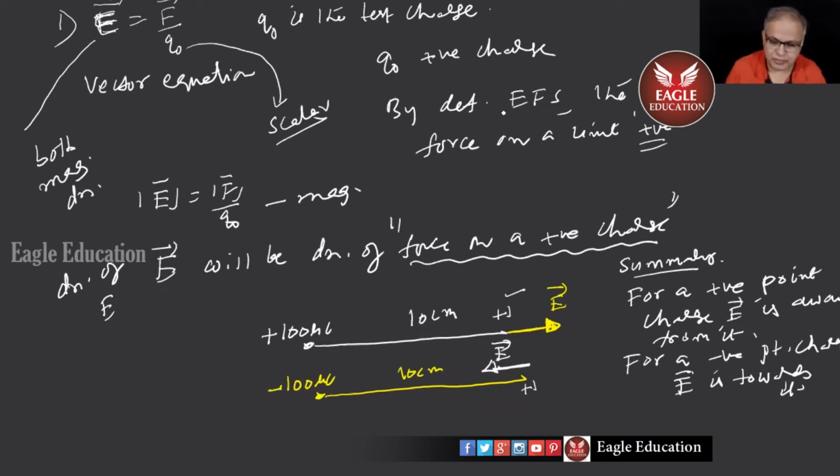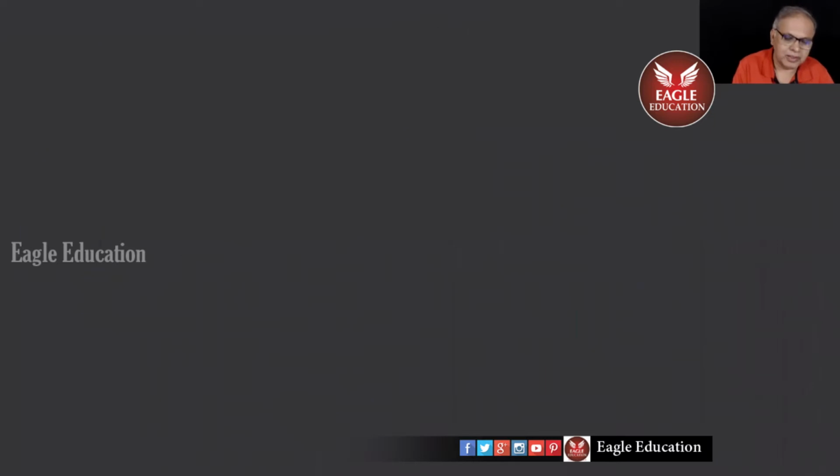I'll ask you a question to really test your understanding. But remember, the words are spoken with care and the finer points have been put there. Were you listening to me carefully? Then I'll ask you a question. I've got plus 20 microcoulombs here, at a distance of 1 meter. What is mod E and what is the direction of E?